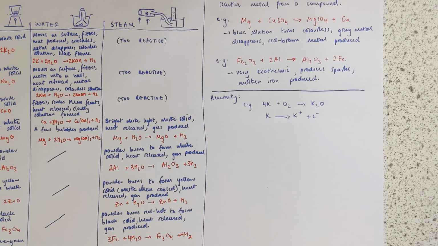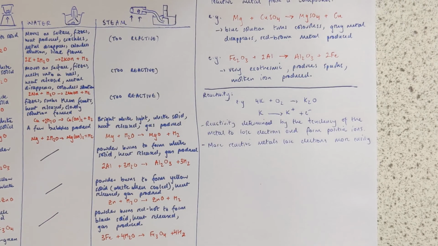So when we're talking about the reactivity of metals, basically what we're describing is how good those metals are at turning themselves into positive ions, or in other words, how good they are at losing electrons. A more reactive metal will be much better at losing electrons than a less reactive metal. So reactivity is determined by the tendency of the metal to lose electrons and form positive ions, and more reactive metals lose their electrons more easily than less reactive metals.